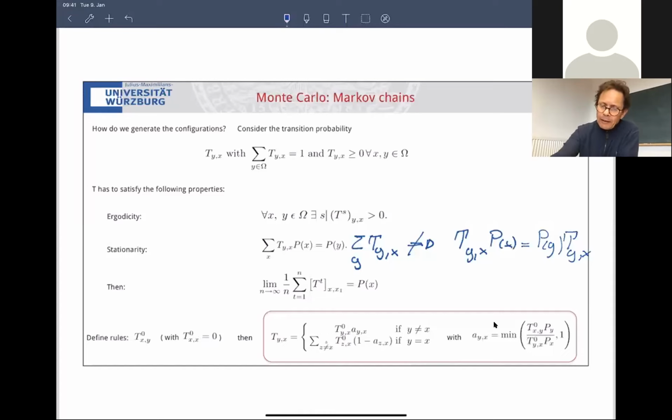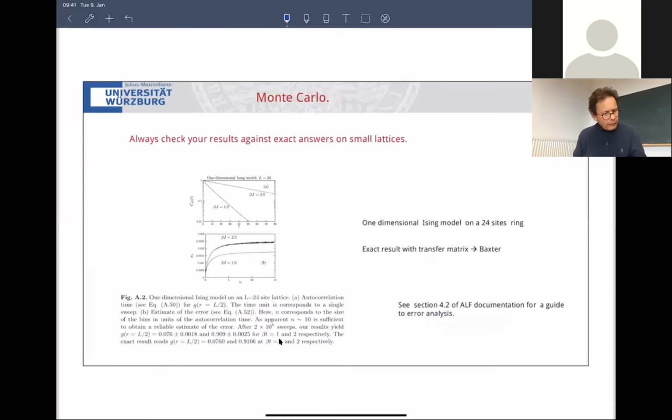Now, if you take a of yx in this form, which is called the Metropolis-Hastings acceptance-rejection form, then you are sure that, out of this given rule which you devise, this probability t of x to y will have the desired effect, and that will actually help you to sample the probability distribution p of x.